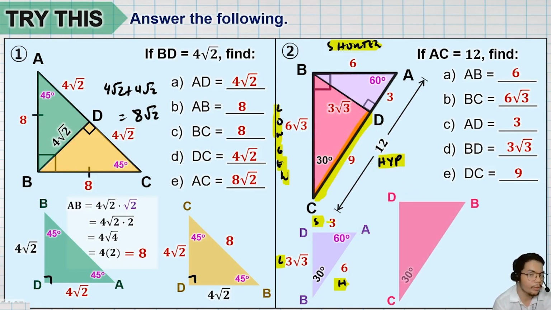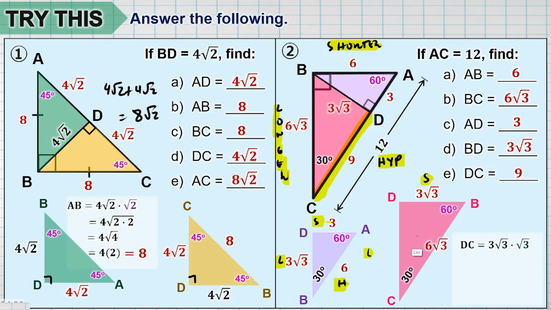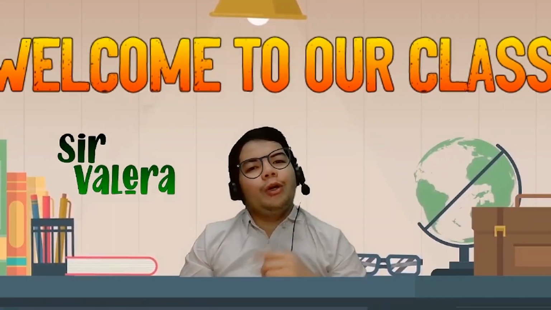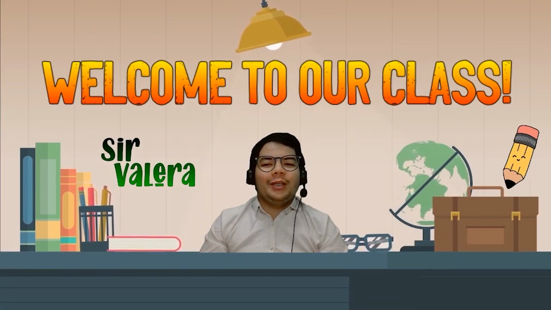So the angles are congruent, given 3 square root of 3, and the hypotenuse is times 2 of that, so it is 6 square root of 3. But if you want to solve for the value of DC, you can just multiply the shorter leg by square root of 3 to get the longer leg. So it will look like this, and eventually you will also get 9 as the value of DC. And if you're not satisfied with just subtracting, you can make it harder for yourself and separate that right triangle. I hope you understand the lesson for today.